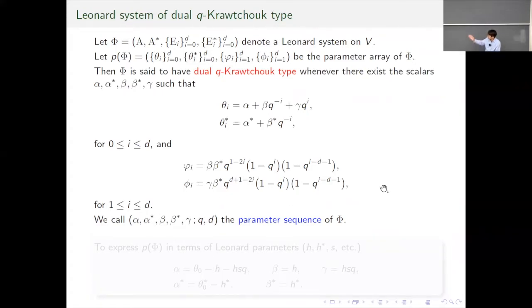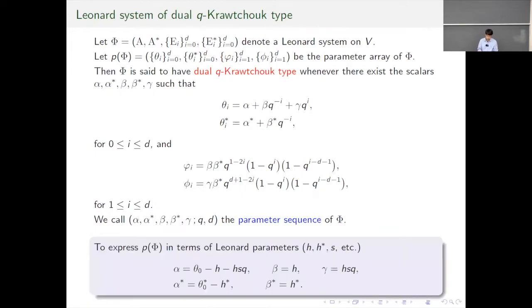But this form is quite different from what we have seen in the Q-Racah case, because in Q-Racah type we expressed all parameter arrays in terms of the so-called Leonard parameters, h, h star, r1, r2, etc. To get such an expression, you just replace alpha, beta, gamma, alpha star, beta star using these equations. Then we get the dual q-Krawtchouk type in terms of these parameters h, h star, and so on.